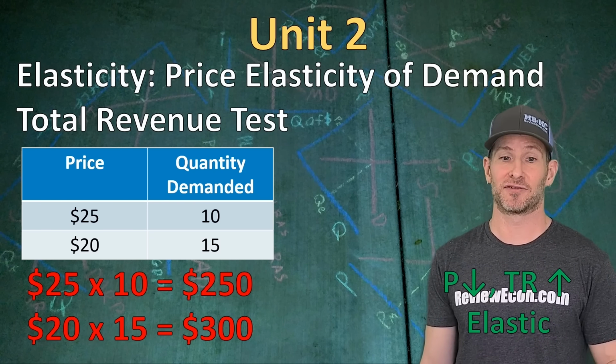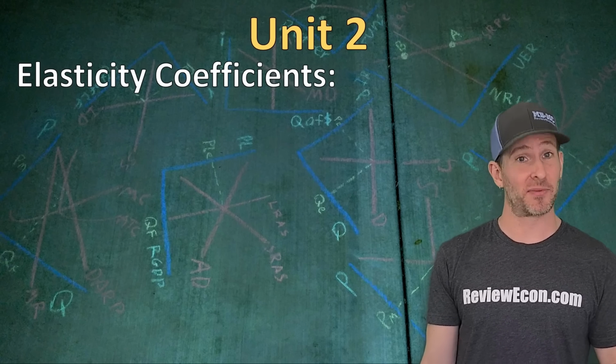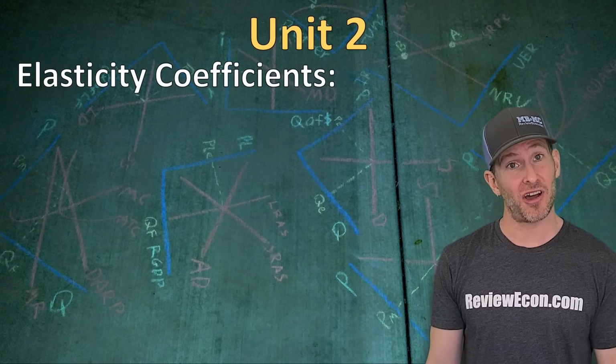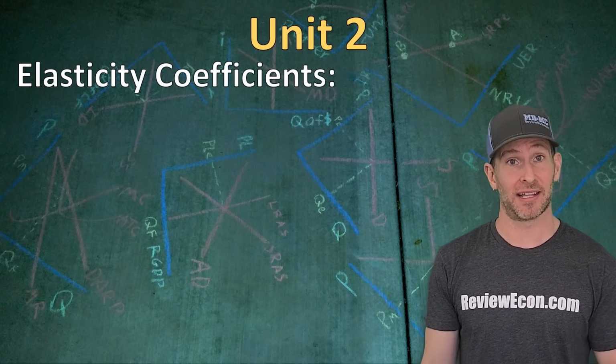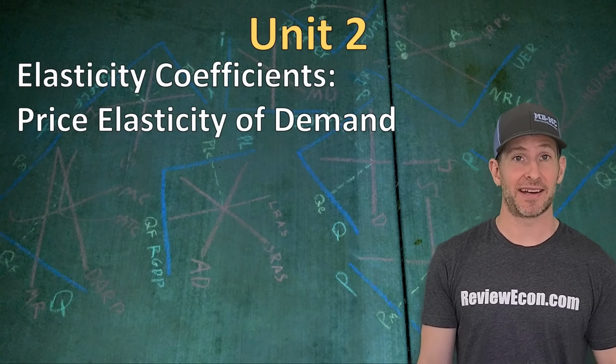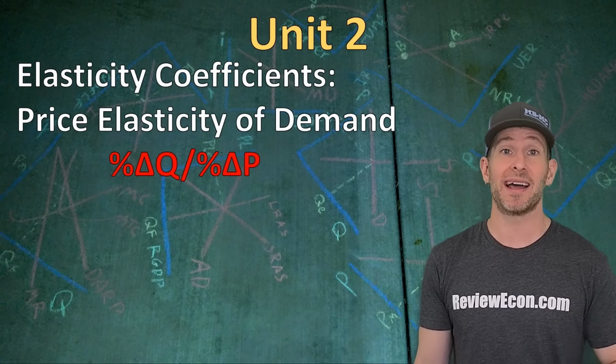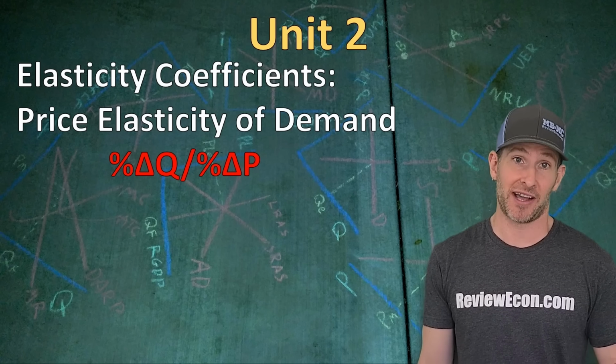Unfortunately, there are other types of elasticity that the total revenue test doesn't work with. It only applies to the price elasticity of demand. And so you have to know how to calculate elasticity coefficients. In order to calculate the price elasticity of demand coefficient, you're going to take the percentage change of quantity and divide it by the percentage change of price. That will give you a negative number, but you'll drop that negative to come up with the absolute value of the coefficient.